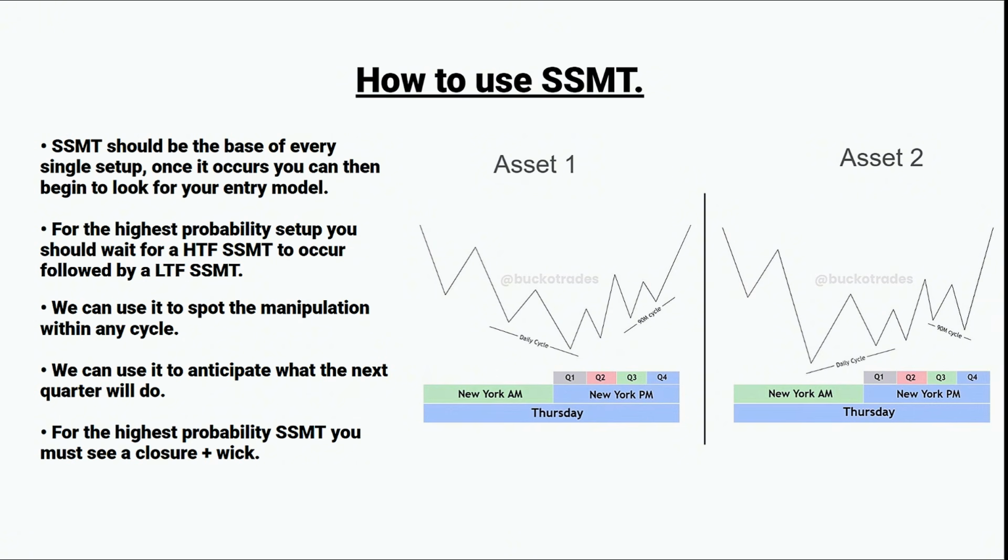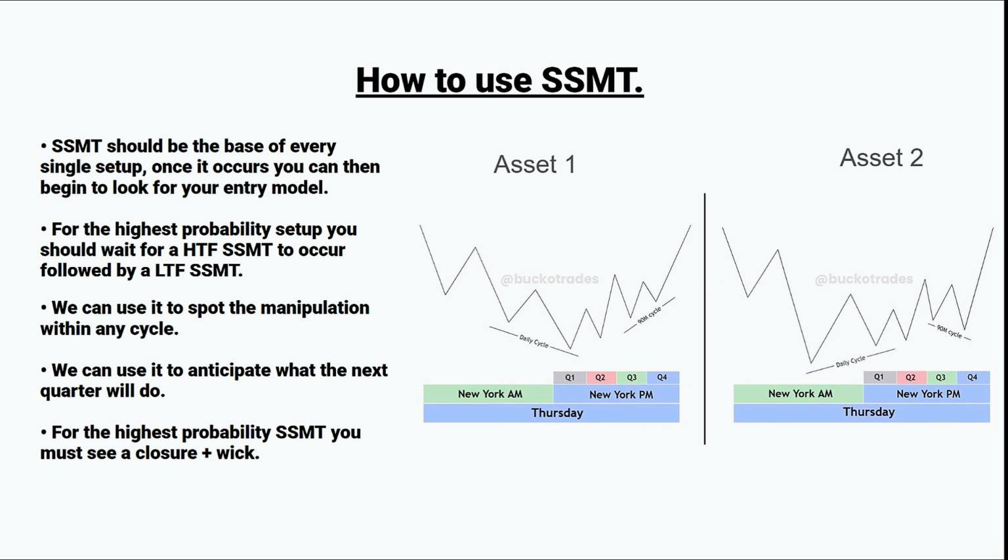So if we look at the example to the right, you can see on asset 1, we had taken out New York AM's low during the PM session. So this is a Q3, Q4 sequential SMT on the daily cycle. And then of course asset 2 created a failure swing on New York AM's low. So this means that we failed to take out AM's low during the PM session. So that will be our first stage of sequential SMT on that daily cycle.